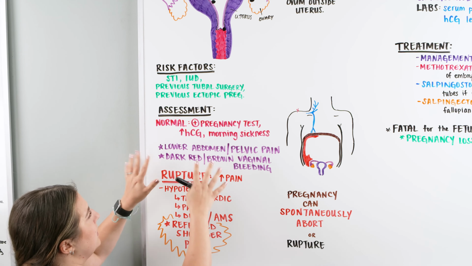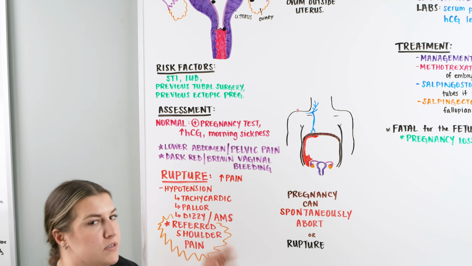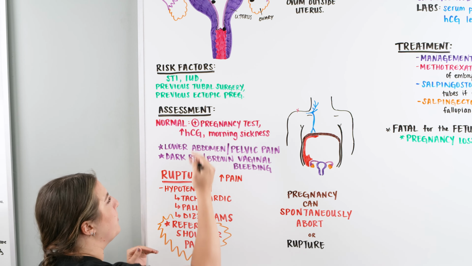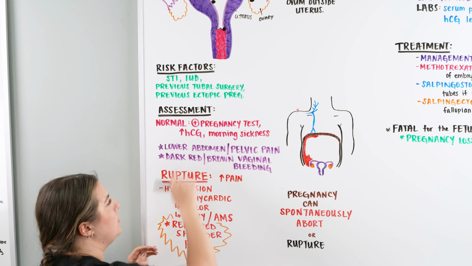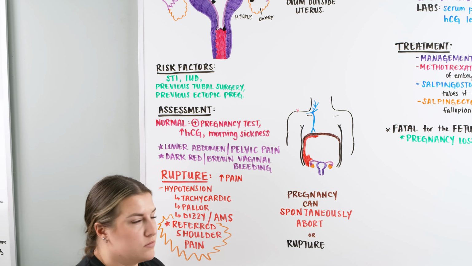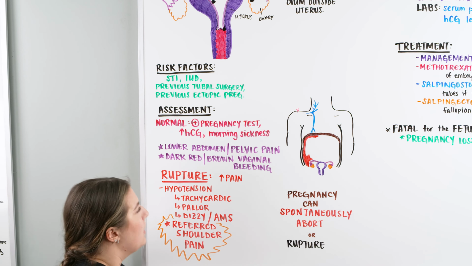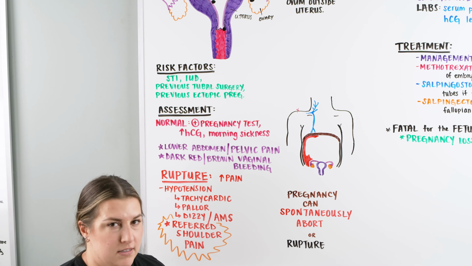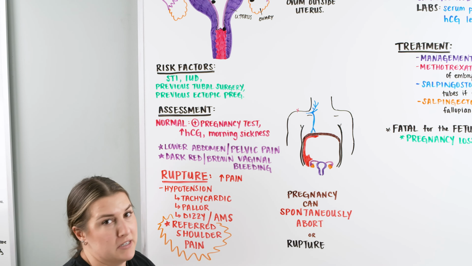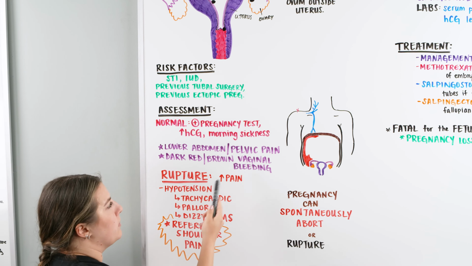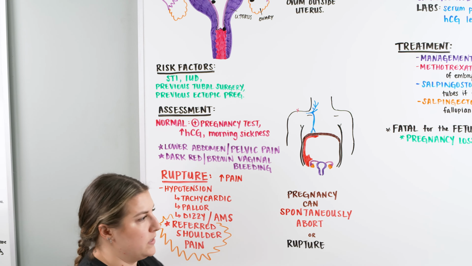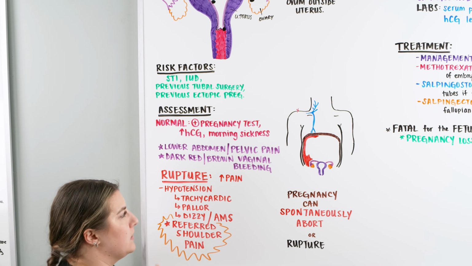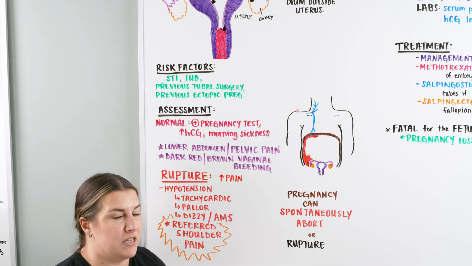And all of these things can be normal assessments for other topics. So for example, a positive pregnancy test with some morning sickness and then an increase in our HCG is just maybe our patient's just pregnant. Or if they're having lower abdominal or pelvic pain, they could have something else like an STI, or they could be having some appendicitis, you don't know. And then the dark red brown vaginal bleeding could just be symptoms of a different type of menstrual period that this patient is going through, or something else going on that's not related to pregnancy.